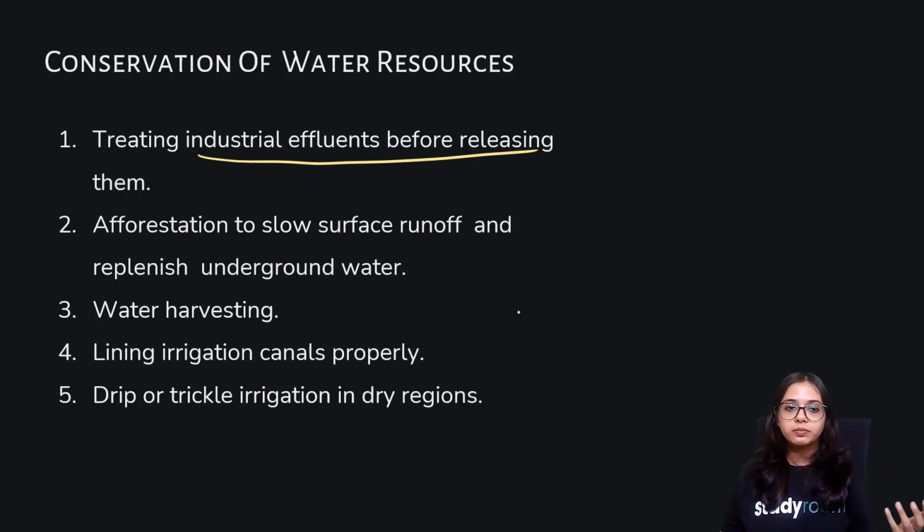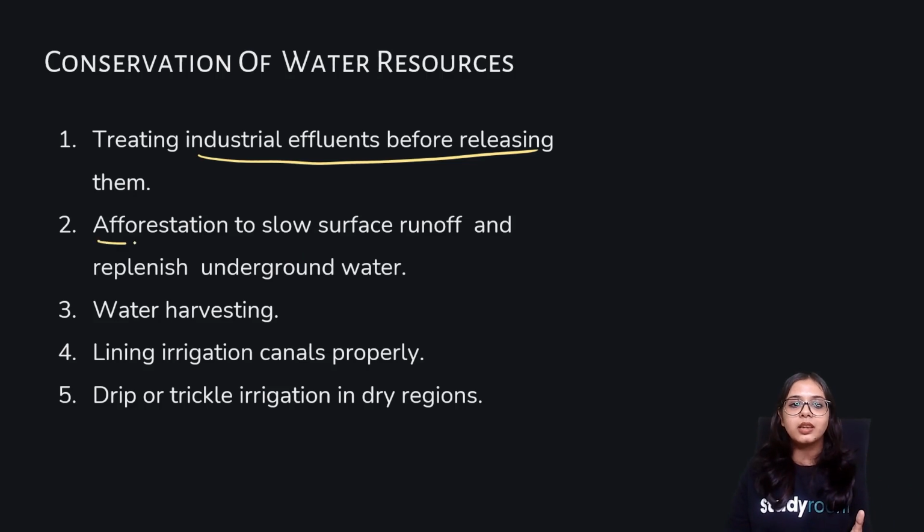Then again, open defecation in villages and nearby village areas should be avoided. Latrines should be built for each and every one. Then afforestation to slow surface runoff and replenish underground water.